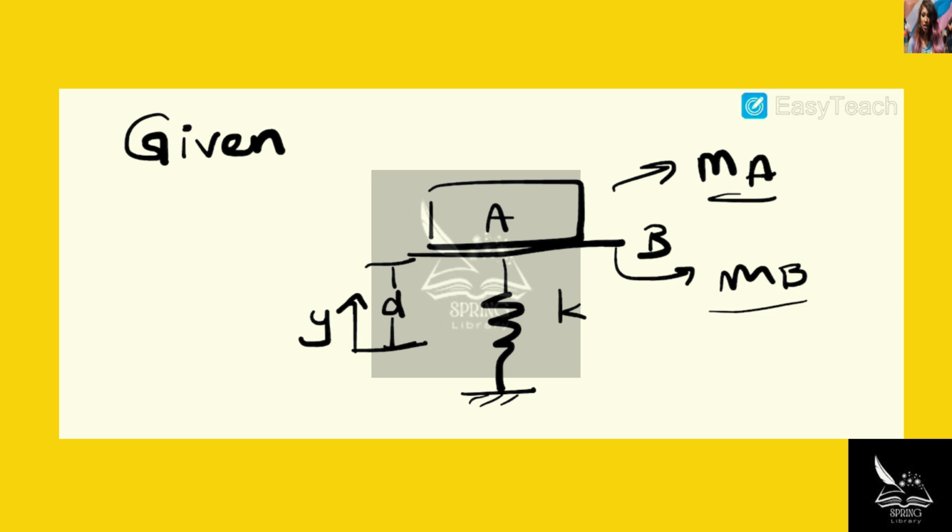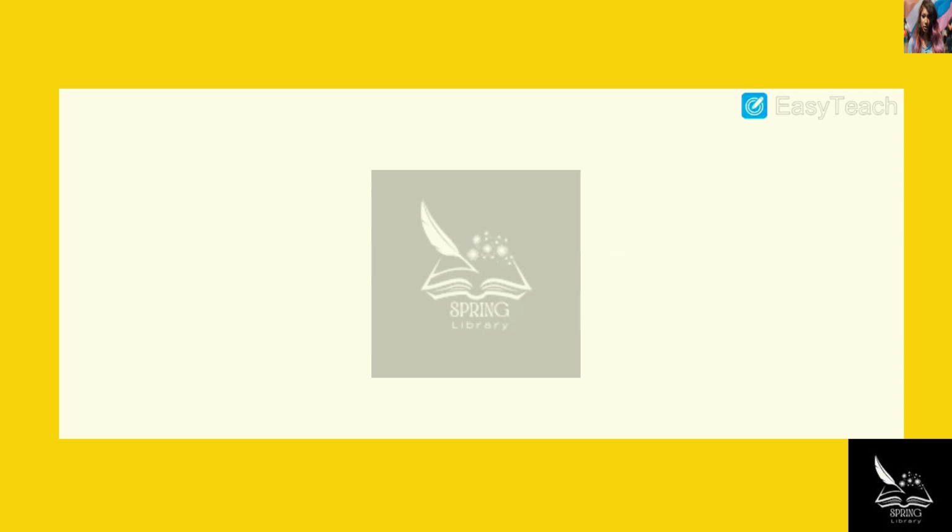What we're asked to determine is the distance d that the spring should be compressed such that separation of the block will take place when the spring becomes unstretched, so back to its unstretched distance. As I said before, we're going to be using Newton's second law to solve this problem.